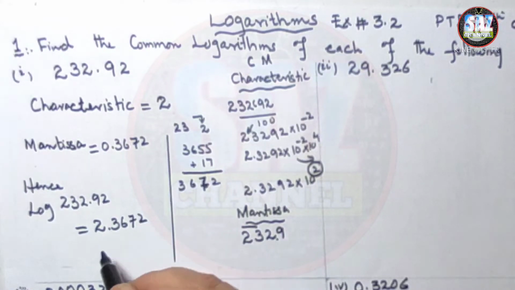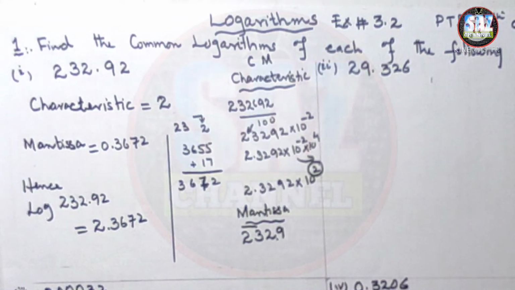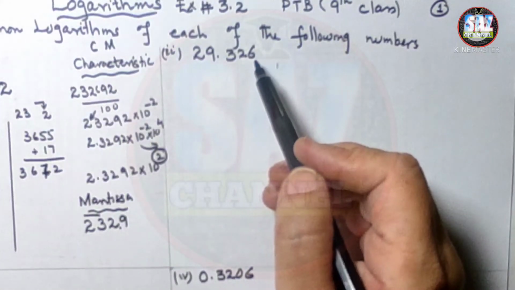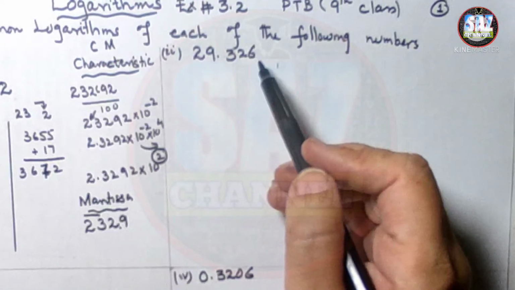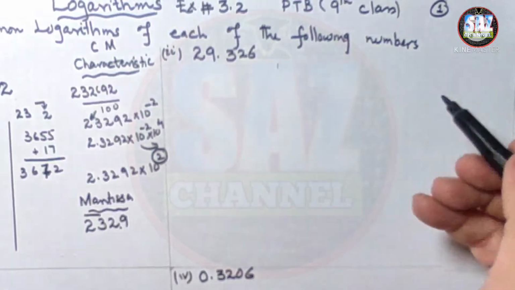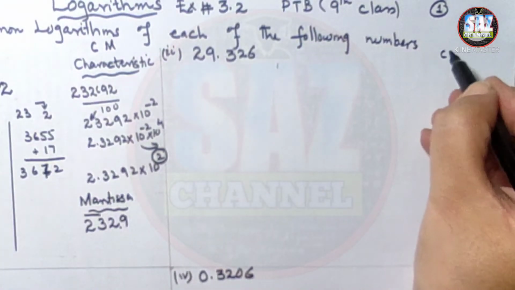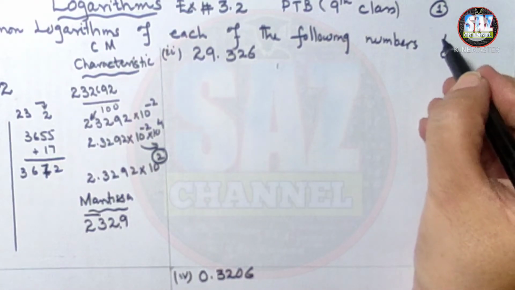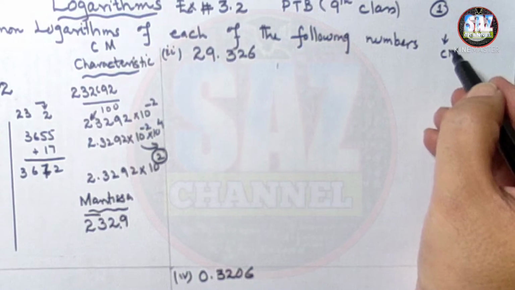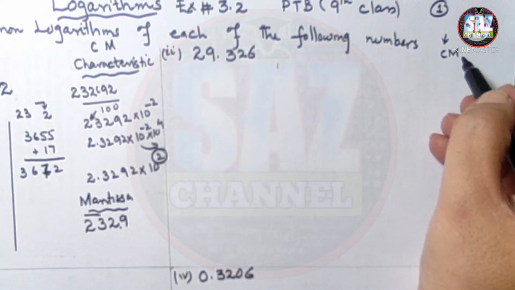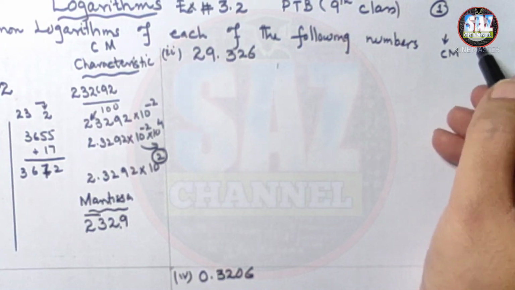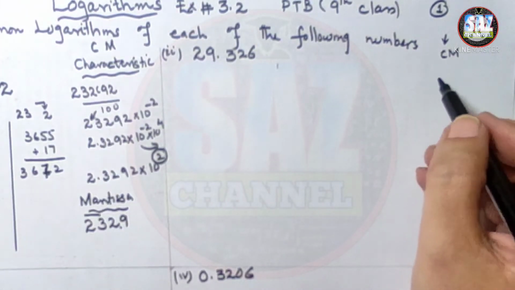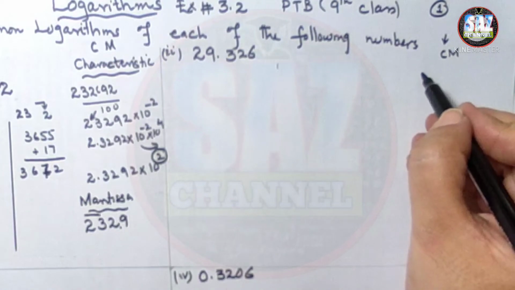0.3672. Moving to the second part, the second part is 29.326. So first of all, we know that the log of any number consists of how many parts? Characteristic and Mantissa. And in order to find out the characteristic, what we have to do, we have to write the given number in scientific notation. So let's find the scientific notation of 29.326.